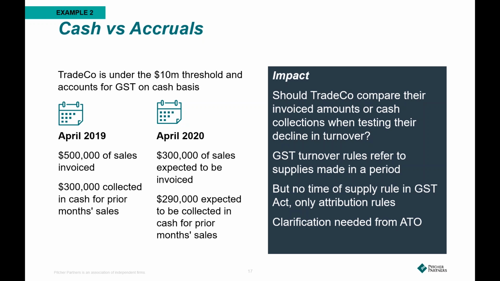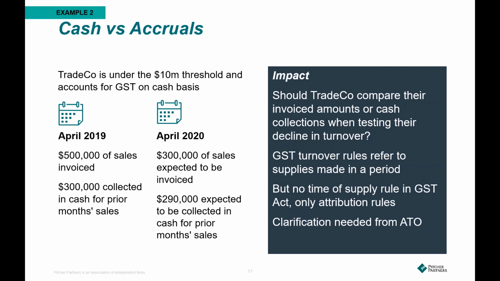So it's critical for Tradeco here to determine how it's going to approach its GST turnover calculation. You can see from those figures by doing some quick maths that if Tradeco were to adopt an accruals basis calculation test, it would have seen a 40% decline in turnover based on the invoice sales between April 20 and April 19. However, if it does the test on a cash basis, then it has suffered a less than 5% decline, at least for the month of April, in respect of its cash collections.